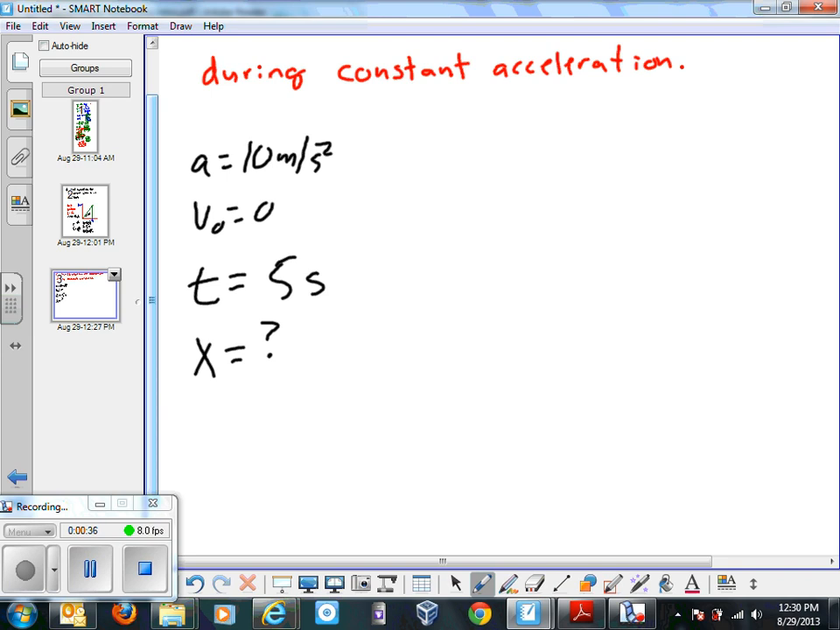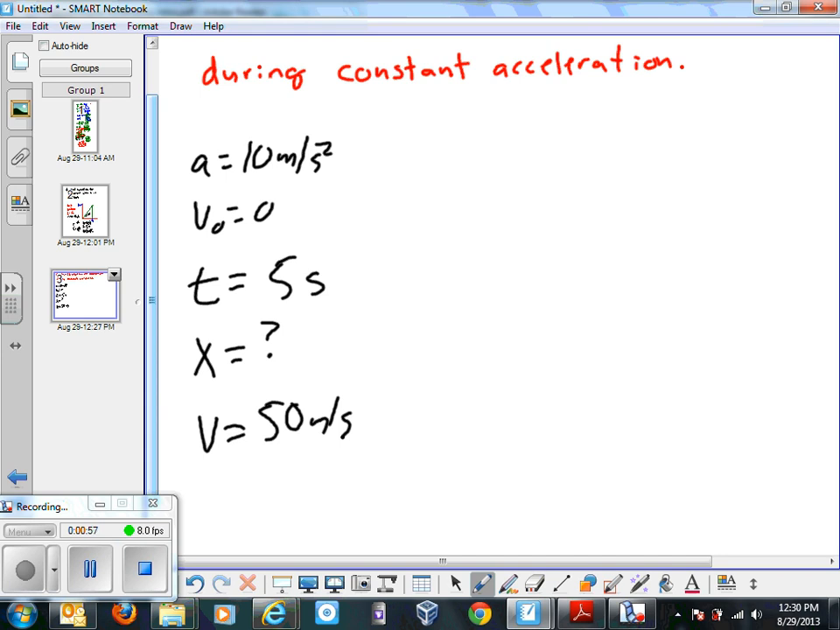Okay, so if we just do a little bit of math, we can see that since our acceleration is 10 meters per second squared, our time is 5, our final velocity is then going to be 50 meters per second. We've covered how to do that in another video. You just take your acceleration times your time.